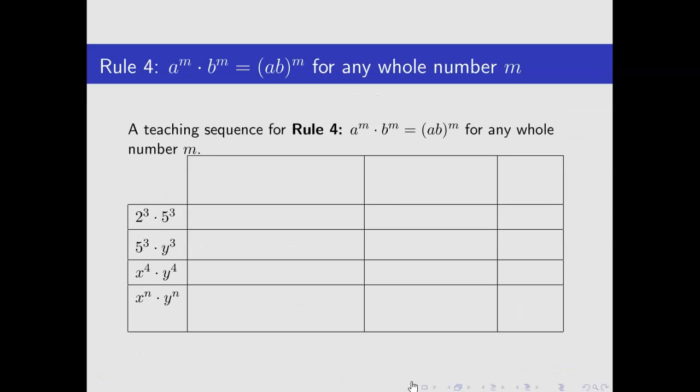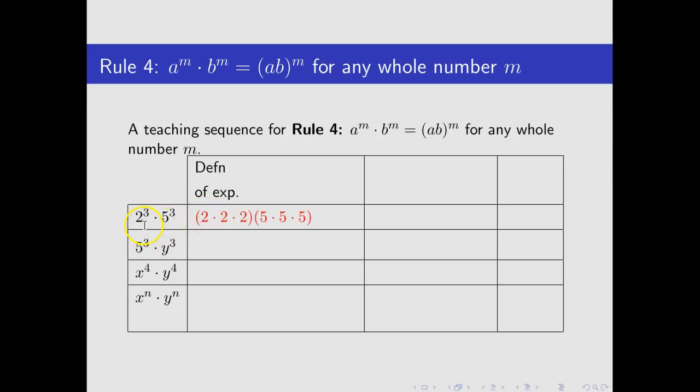All right, rule 4. So this is the first rule where we're changing the base. We have a to the m times b to the m is equal to the quantity ab to the m. But notice the exponent stays the same. And again, follow along and fill in on your handout. Some of this you've already got, but fill in as we go.